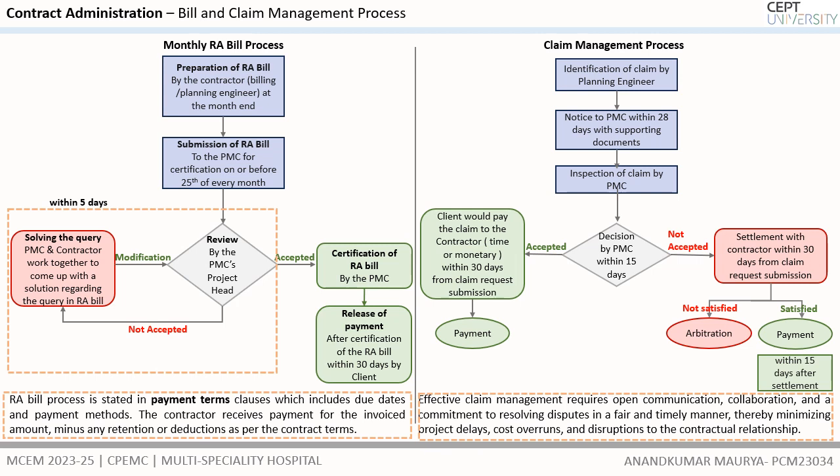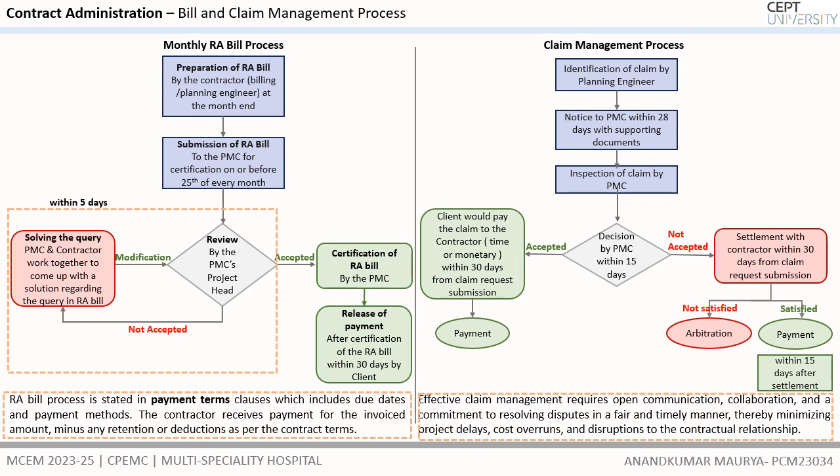Here we are showing the RA bill process and claim management process given in the contract of this project. The RA bill process is done at the end of every month, and it should be submitted on or before the 25th of every month. The review by the PMC project head would be done within 5 days, and if it is accepted, the bill should be certified by the PMC.